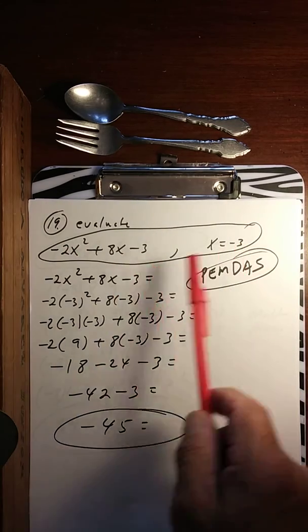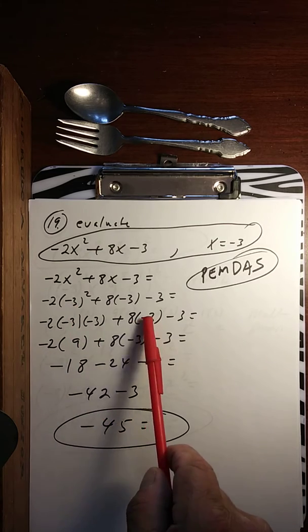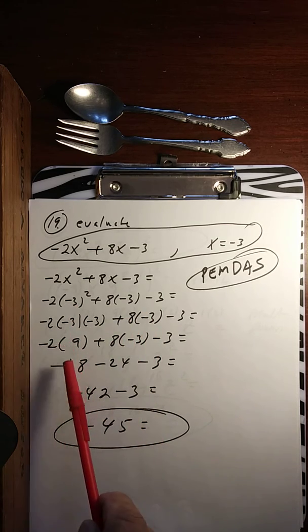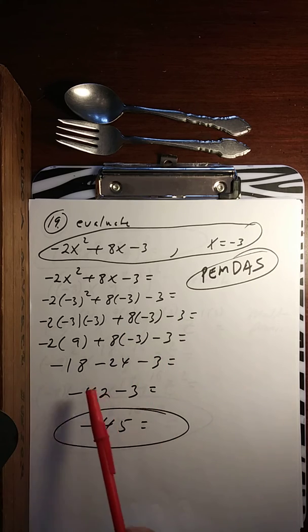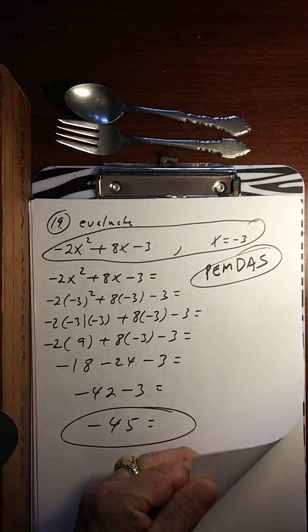Evaluate this with negative 3. Put negative 3 in there. So negative 3 times negative 3 is 9. And this will be 8 times negative 3. So that's going to be negative 18, negative 24, negative 3. That's going to be negative 42. And negative 3 is going to be negative 45.